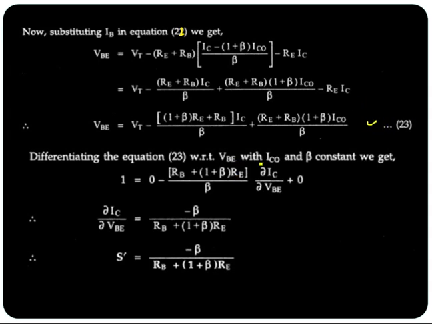So differentiating this equation with respect to VBE, what do you want? Do you want dou IC by dou VBE here? So differentiate with respect to VBE, you will get an expression like this. VT is independent of VBE and these two terms you are differentiating.